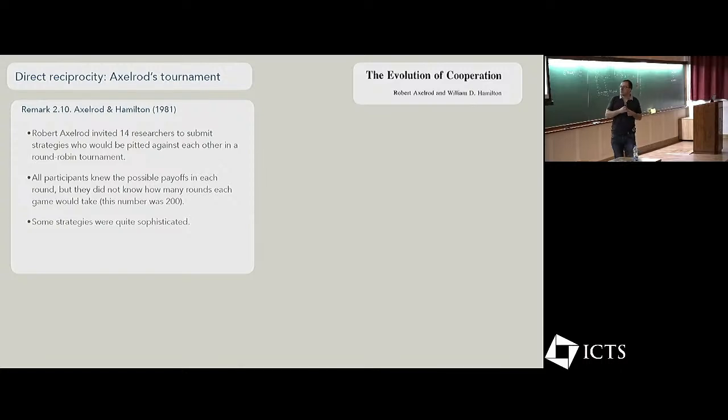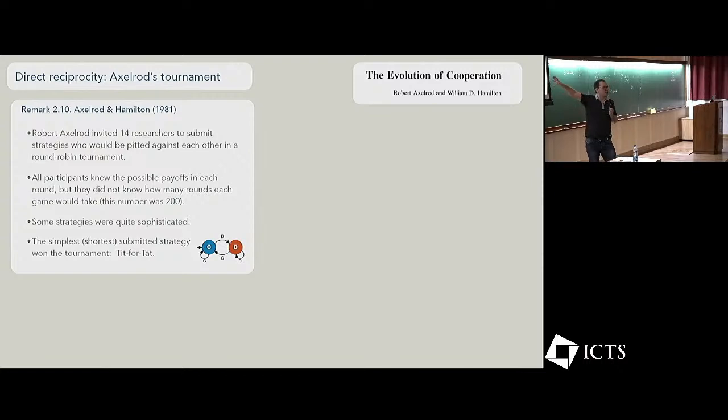If you look at the 14 strategies that were submitted, some of them were quite sophisticated. Some of them really used the first few rounds to try to build a model of the opponent and then to exploit this model of the opponent. But interestingly, the simplest submitted strategy won the tournament, and that's tit for tat. Simplest here in how long the code is for the strategy, because actually it was a computer tournament. So people had to submit their strategy as code, and the shortest code actually won, tit for tat.